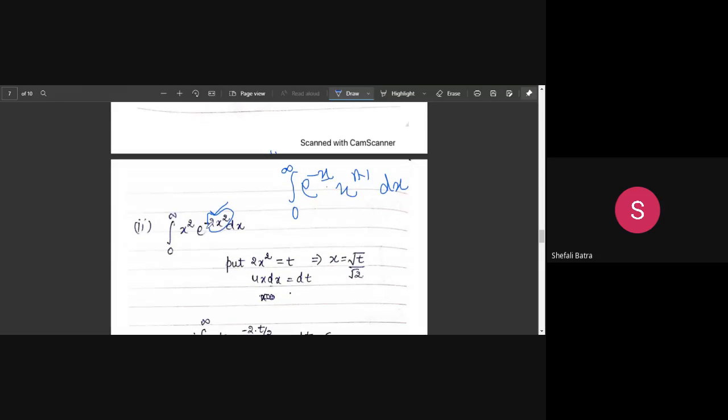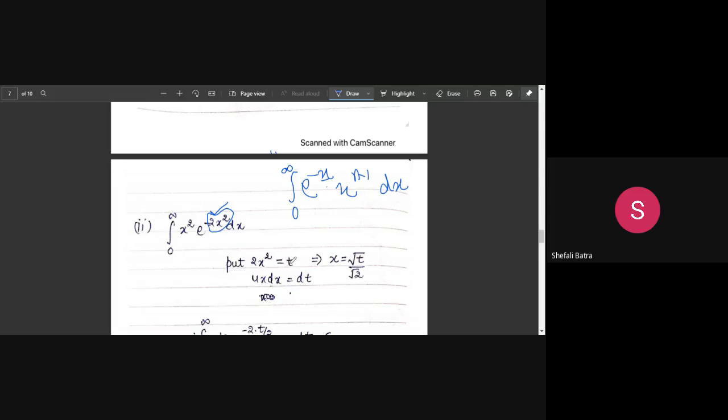So what will be the value of dx? You will differentiate it: 4x dx is equal to dt, and x is equal to under root t by 2 under root 2, right? Now if x is equal to 0, t would be 0. If x is equal to infinity, t would be infinity. So the limit would be the same, 0 to infinity.